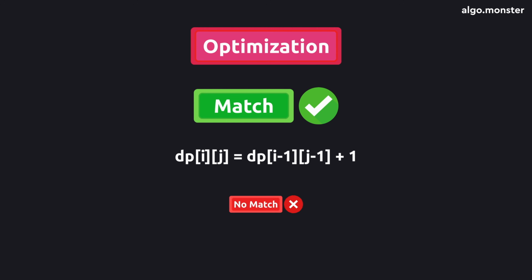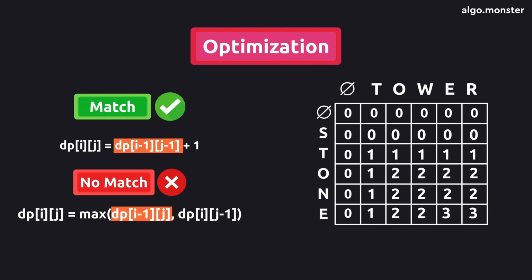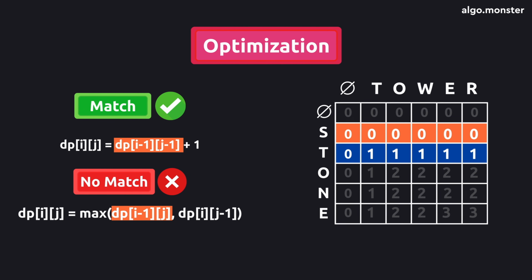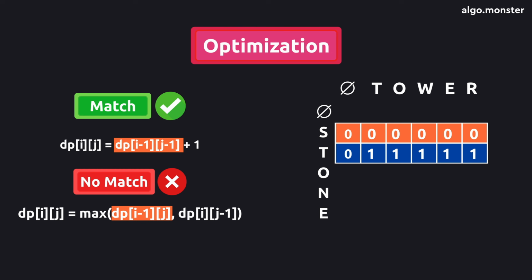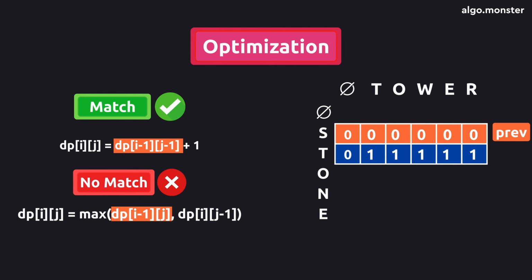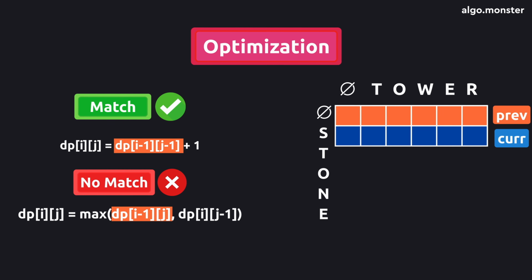But now, let's look at the formulas again. We see here that in order to compute the current row, we only ever need the previous row, nothing else. So we don't actually need to store the whole table again. We can keep just 2 rows, the previous one and the current one, just as we've done in the grid problem already. Let's change the code then.